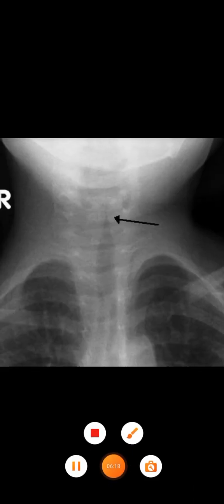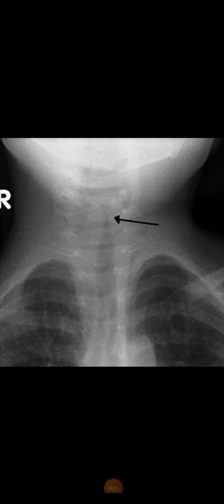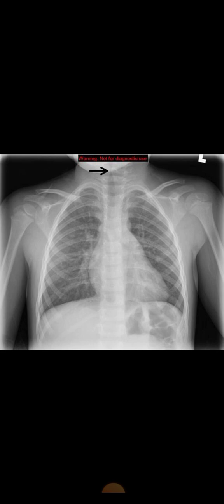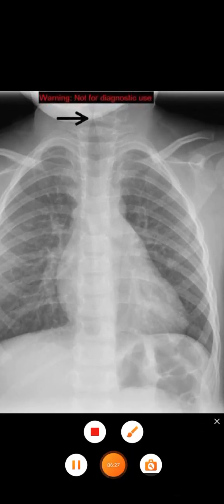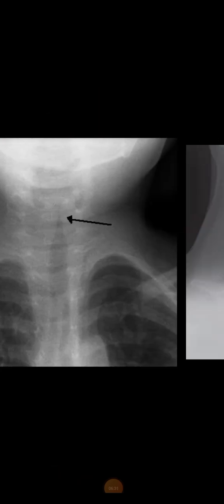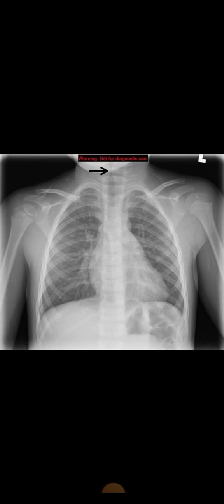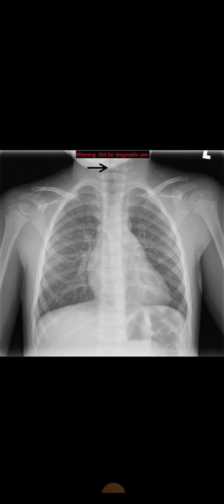Here a clear-cut pencil shape is formed, and this pencil shape is seen in the case of croup, or infection in the subglottic larynx. Here you can again see this pencil shape clearly. So that was all.